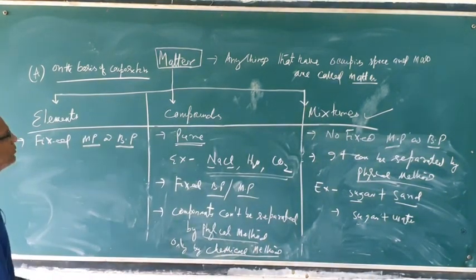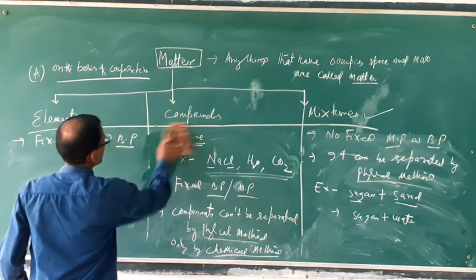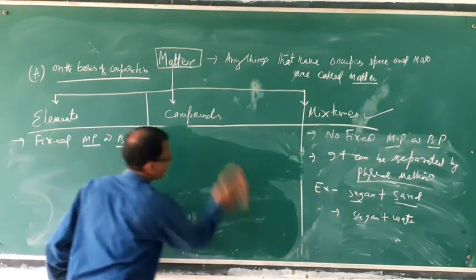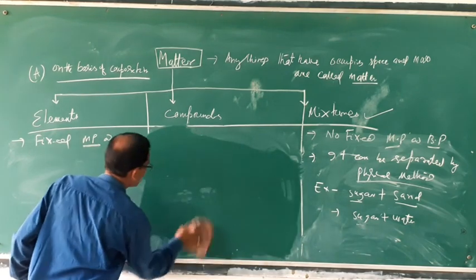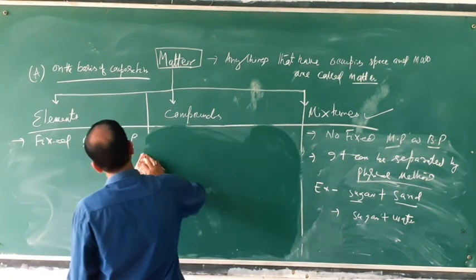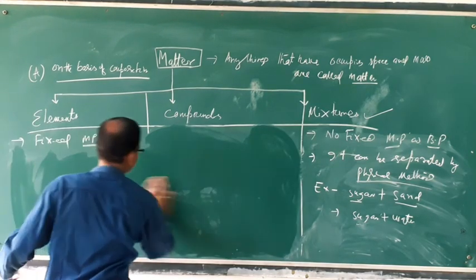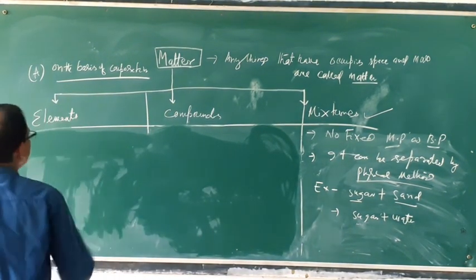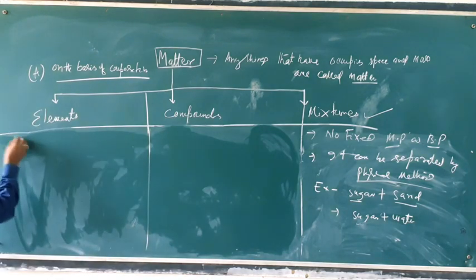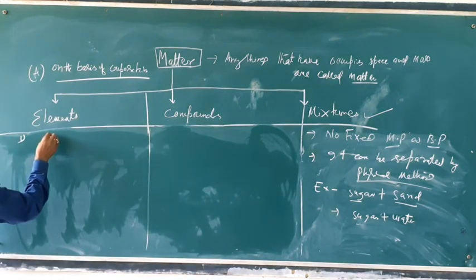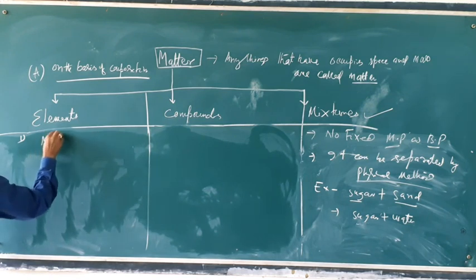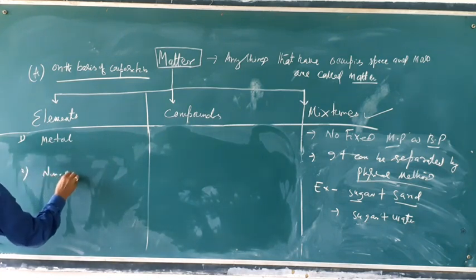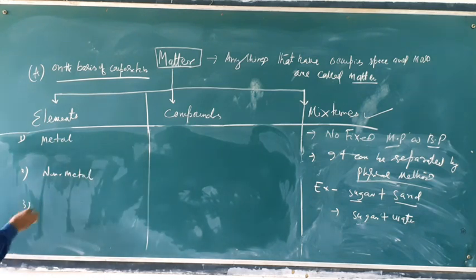Then the very important part is the element. An element is made of the same kind of atom. Elements are of different types. It may be a metal, it may be a non-metal.